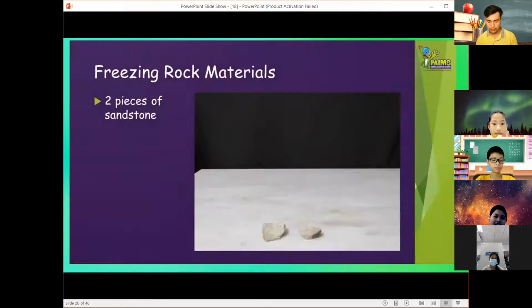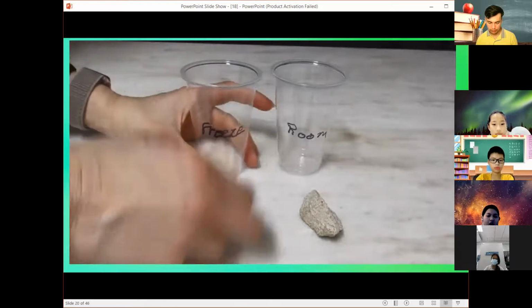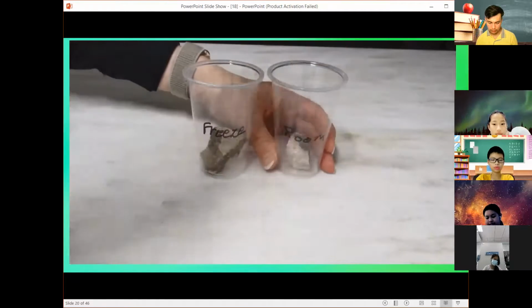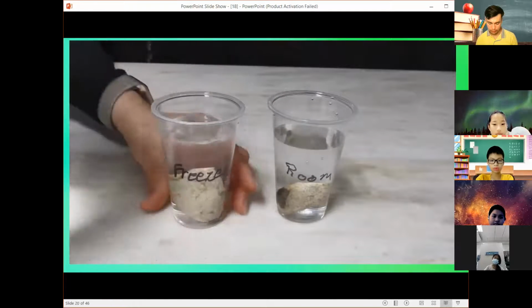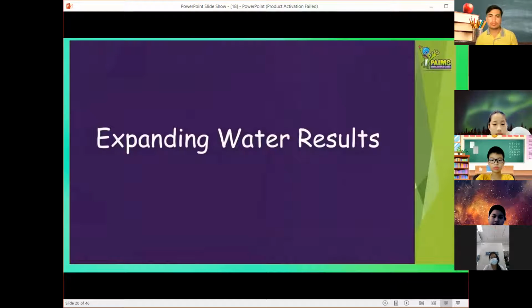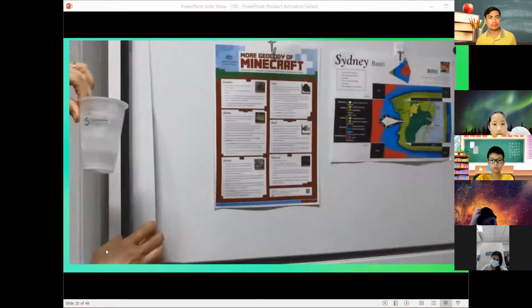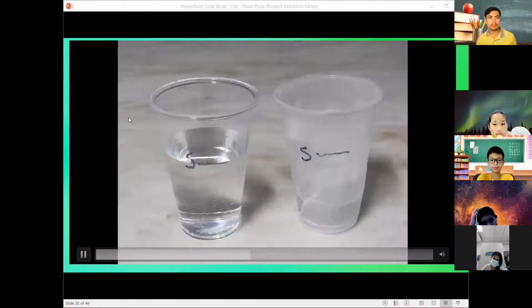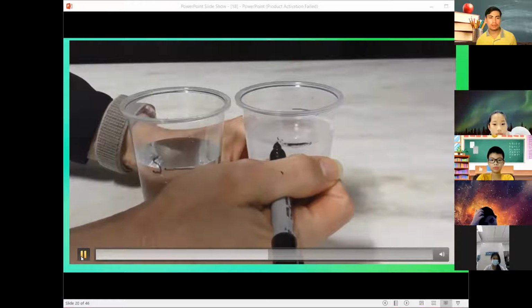Our next experiment will look at the effect of water expanding in a porous rock. You will need 2 pieces of sandstone, 2 plastic cups, water, a marking pen, and a freezer. Label the cups to indicate which one you will freeze and which will remain at room temperature. Place a piece of sandstone in each cup, and then pour water into the cups. Leave 1 cup at room temperature and put the other into the freezer overnight. What happened overnight? Remove your cup of water from the freezer and compare it to the water that remained at room temperature. Has the water level changed in either of the cups? Mark the new level with your marking pen. You may wish to measure the expansion and calculate the percentage expansion.